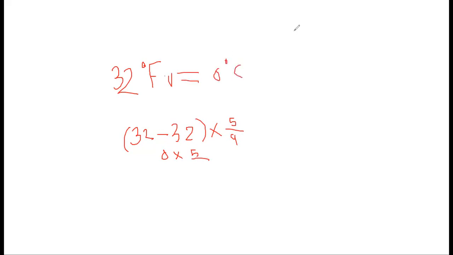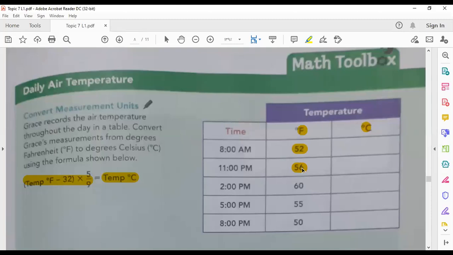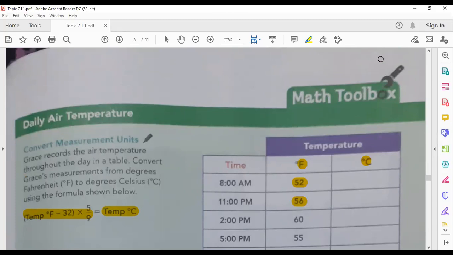Who can solve number 2 for me? This one. Who can change this? 56 degrees Fahrenheit to degrees Celsius. Me, can I solve it? Okay, go ahead.